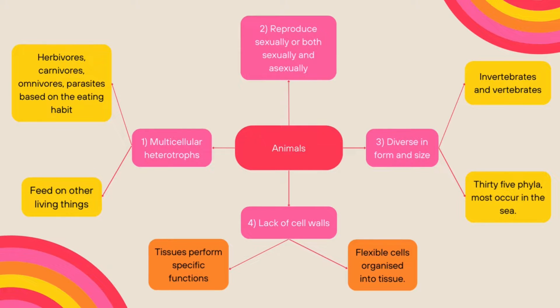Now, let's move on to the next one. The other unique characteristic of animals is that they reproduce sexually or both sexually and asexually. Next, animals are very diverse in size, shape, and color, but they are divided into two, which are invertebrates and vertebrates. Besides, the animal kingdom includes 35 phyla. Most of them occur at sea, less in freshwater, and even on land. The next video will explain about invertebrates and vertebrates.